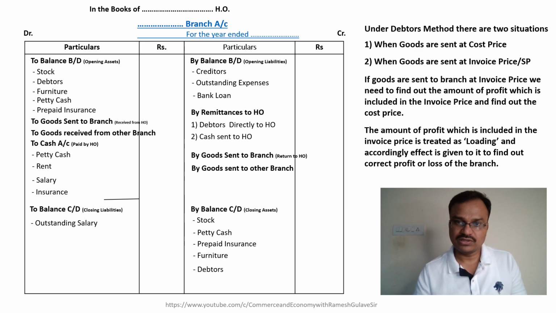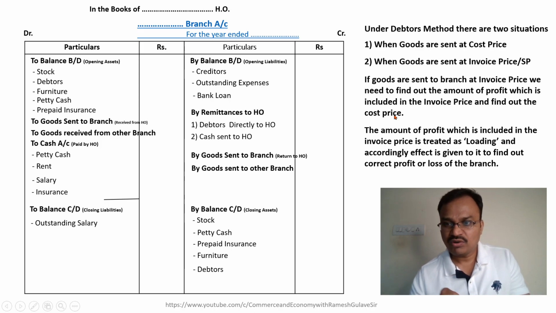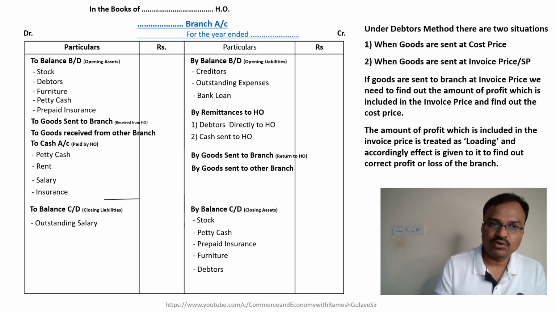Okay, so in this situation, in the second case, we need to find out the amount of loading. It means the amount of profit which is included in the invoice price, and that amount of profit is known as loading in the branch accounting, and we need to give effect to that loading. Now see how to give effect to that loading.